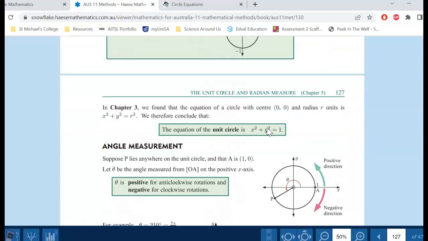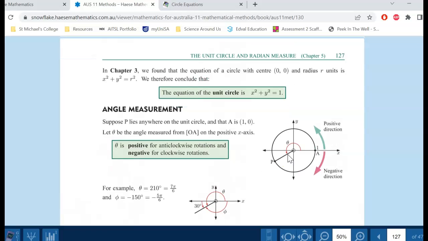Now, when measuring angles, there's a convention that we use. We always measure our angles from the positive x-axis. So where my cursor is being shown at the moment is considered to be 0 degrees. Whenever we move in a counterclockwise or anti-clockwise direction, those are the positive angles. And if we move in the opposite direction, a clockwise direction, these are all the negative angles. You can see that they've shown an example here.